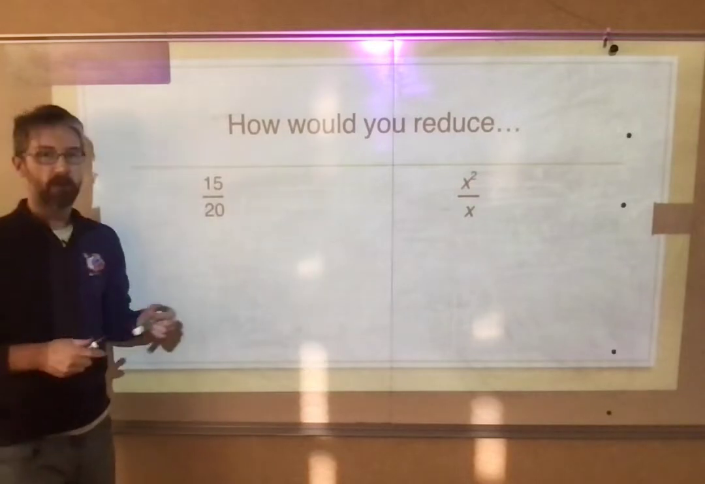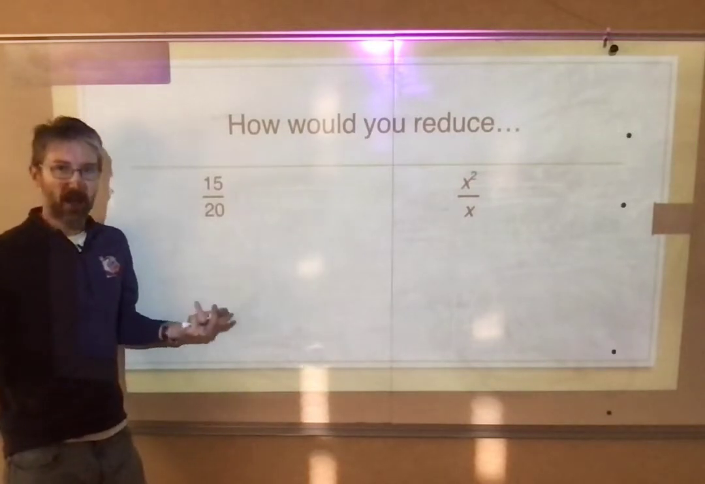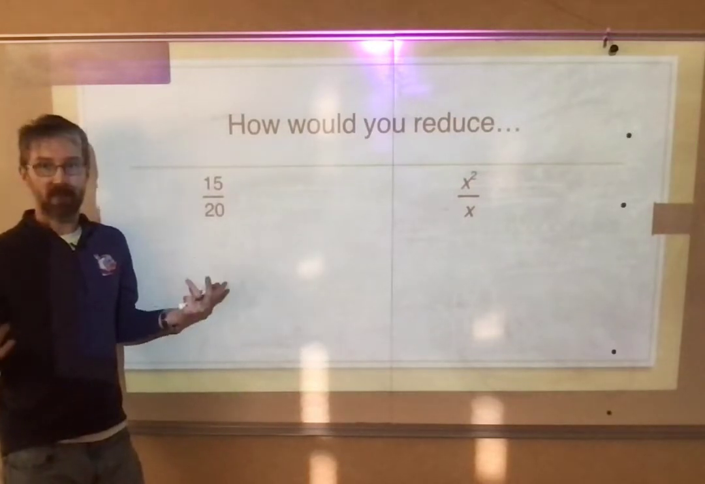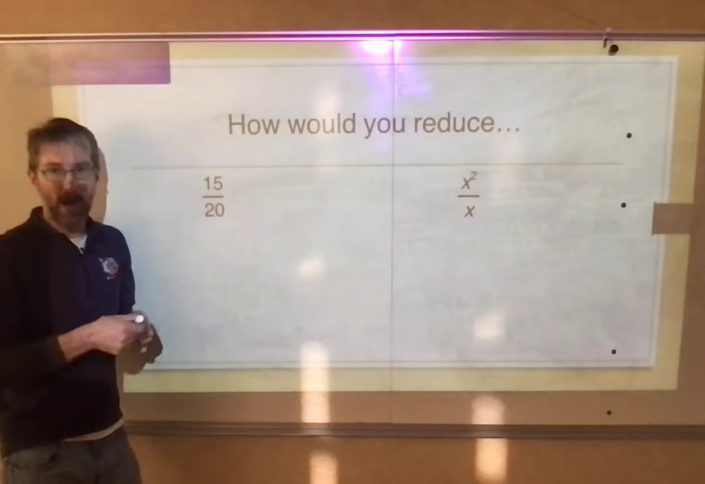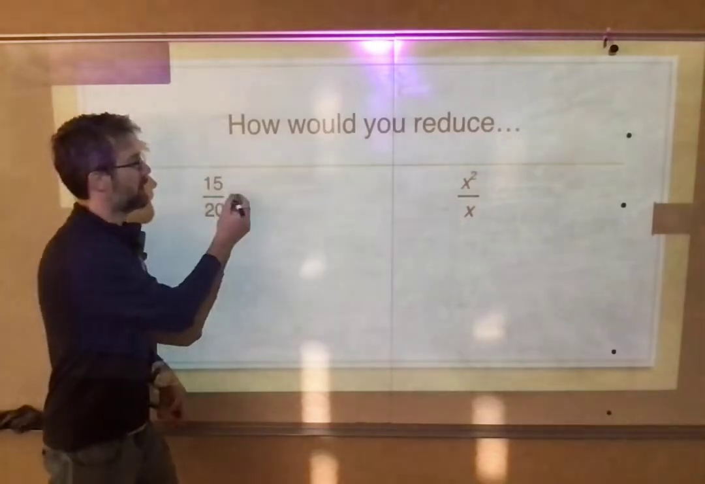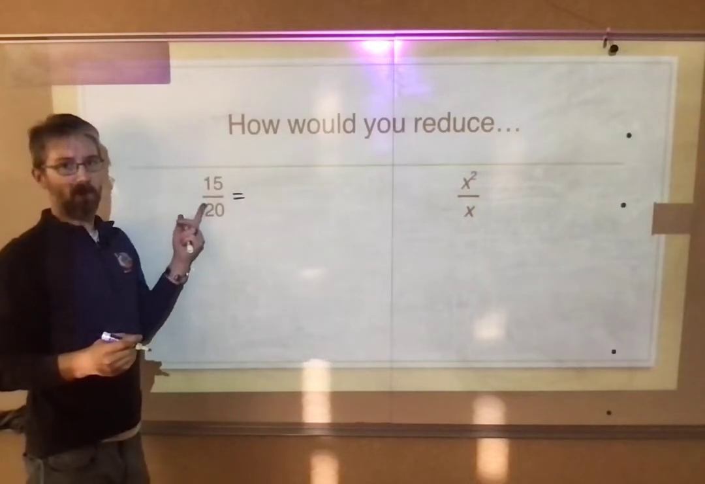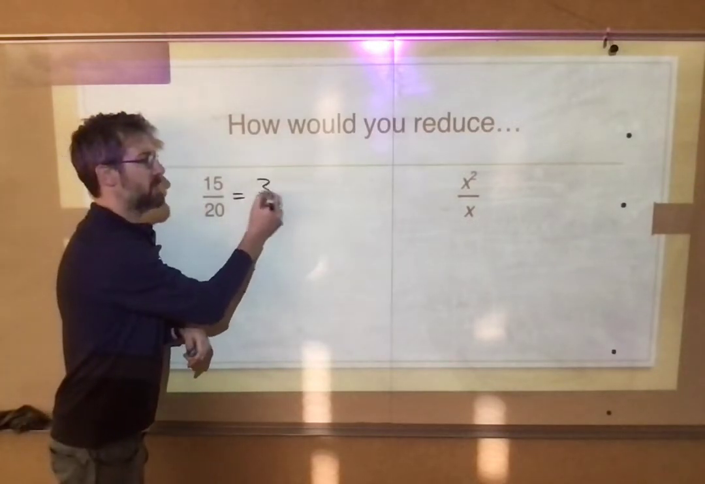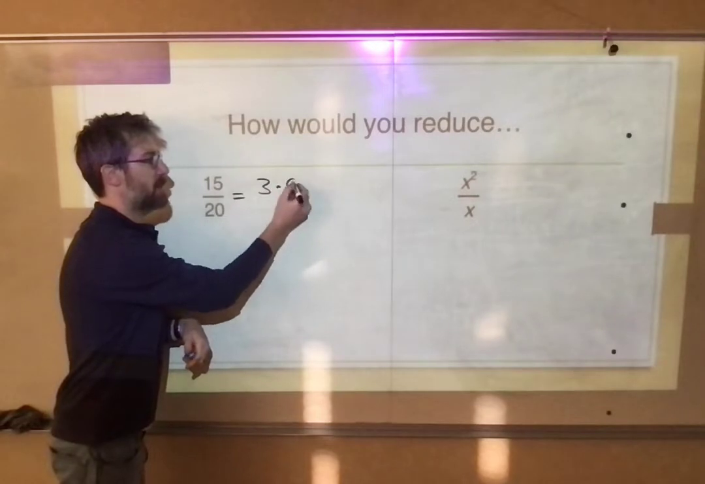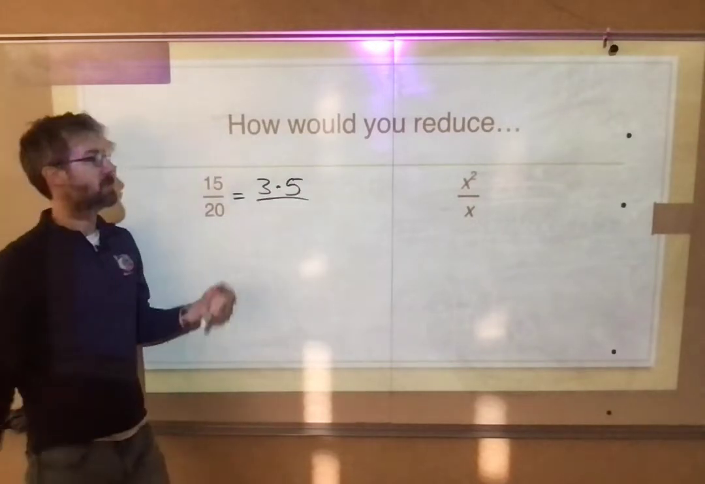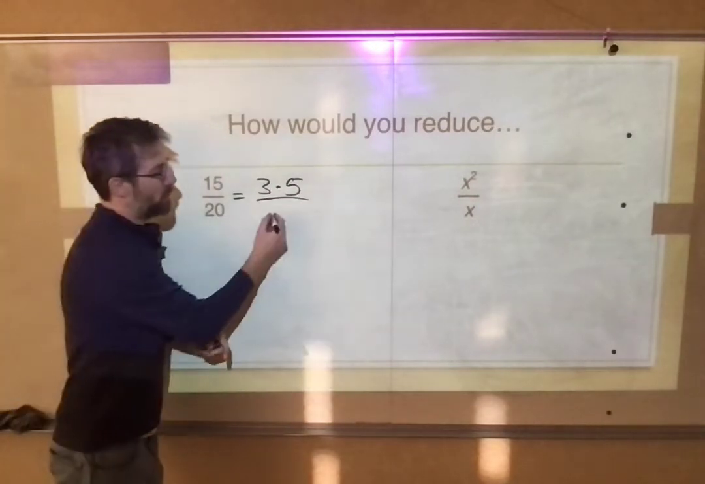Looking at this one, 15 over 20. I think a lot of us are going to look at this and say, yep, it's 3 over 4. But let's think about why it's equal to 3 over 4. If I rewrite this in its factored form, what are the factors of 15? 15 is equal to 3 times 5. That's its prime factorization. 20 is equal to 4 times 5.